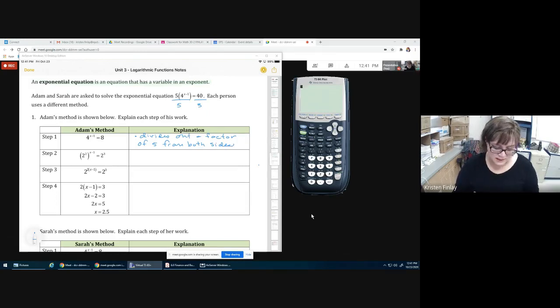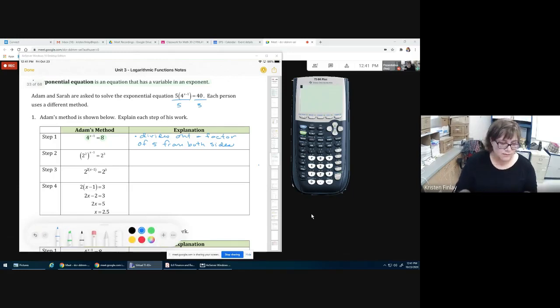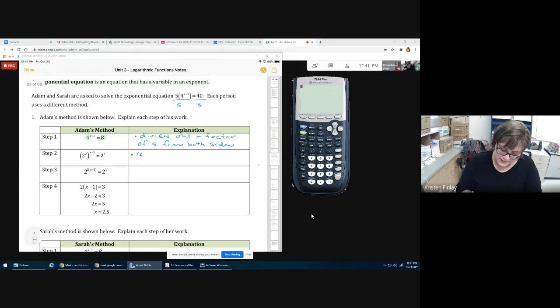Next, he looks at his 2 terms for his 2 bases, 4 and 8, and he rewrites those into a common base, because they both can be expressed with a base of 2. 4 is equal to 2 squared and 8 is equal to 2 cubed.